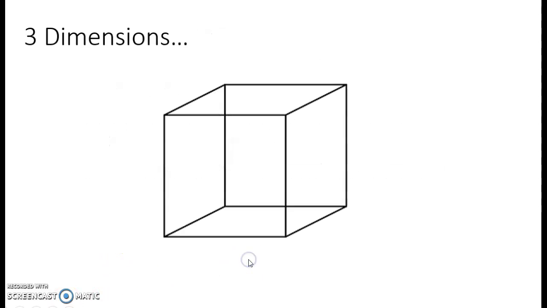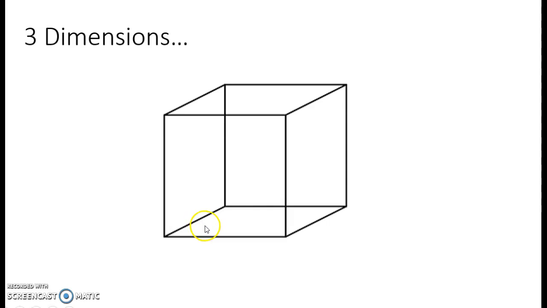Speaking of those 3 dimensions, we can see that with a cube here. Follow along with my cursor. The 3 dimensions here: here's your width, here's your length, and here's your height. For those of you who are interested, the width and the length are pretty much interchangeable. We could have called this the width and this the length, and that would have been fine.